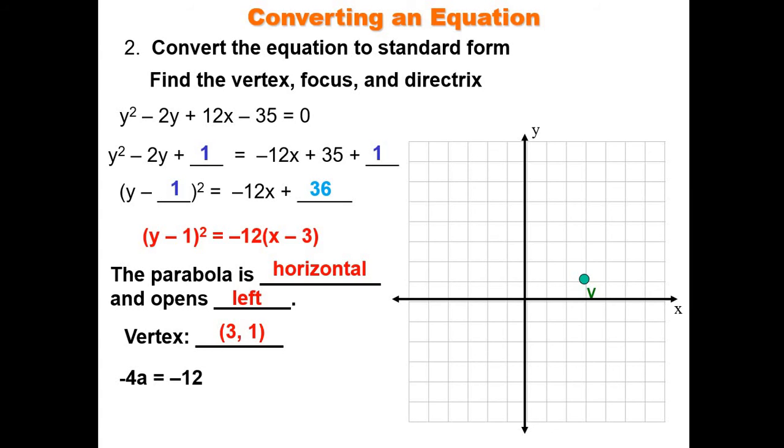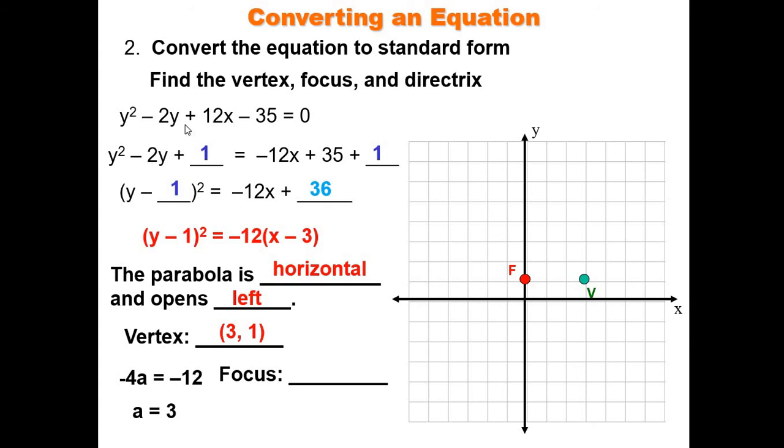Next, how about the value of a? Equate natin yung negative 4a to negative 12. What's the value of a? April. April G yan? 3, sir. 3. Very good. April G yan. Meron na tayong a. Meron na tayong h, 3. k equals 1. So, we can now be able to graph the parabola that opens to the left.